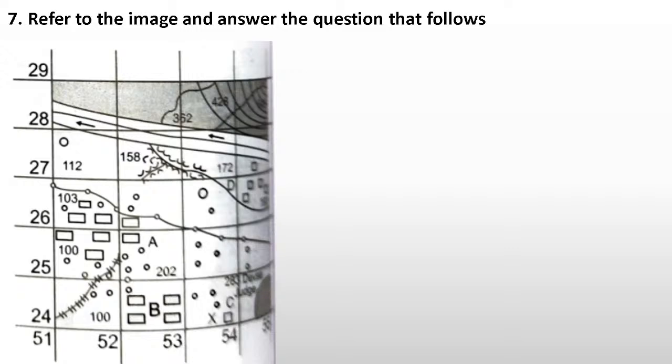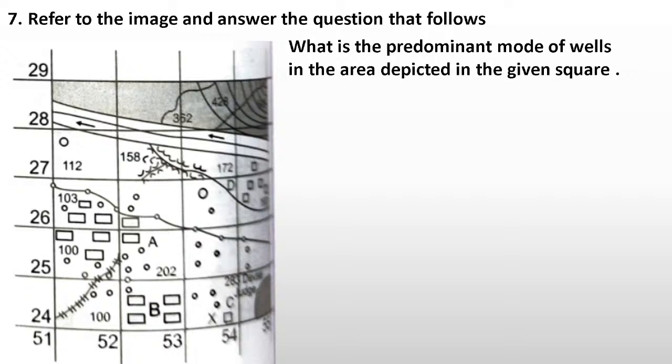Okay, so refer to this image properly, and this is the question. What is the predominant mode of wells in the area depicted in the given square?